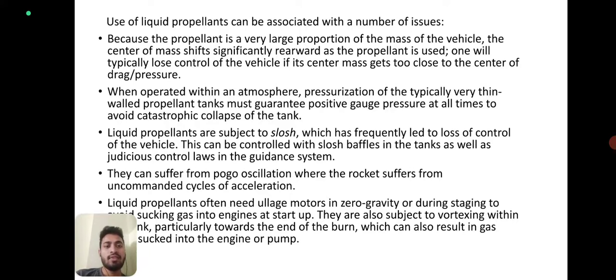They can suffer from pogo oscillation, where the rocket suffers from uncommanded cycles of acceleration. Liquid propellants often need ullage motors in zero gravity or during staging to avoid sucking gas into engines at startup. There is also vortexing within the tank, particularly towards the end of the burn, which can also result in gas sucked into the engine or pump.